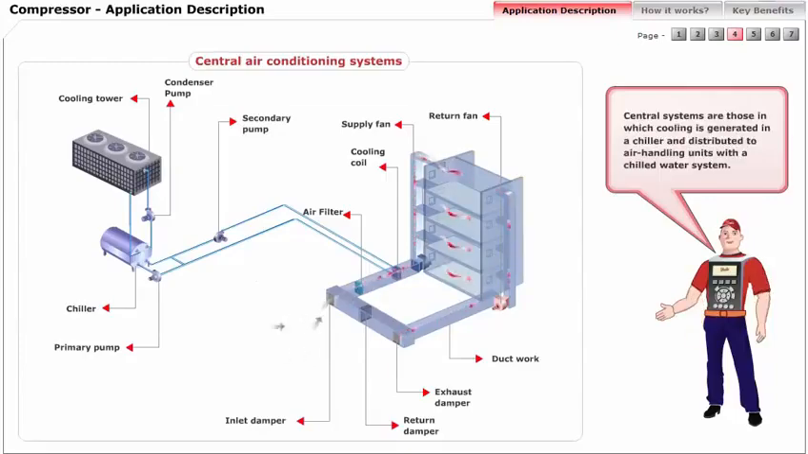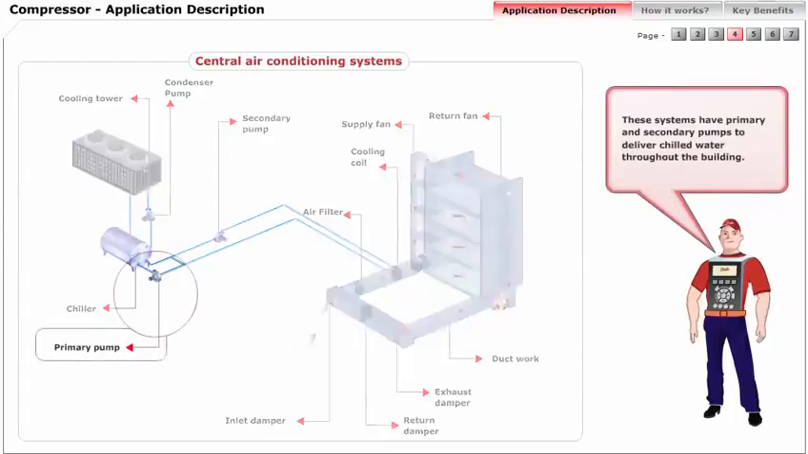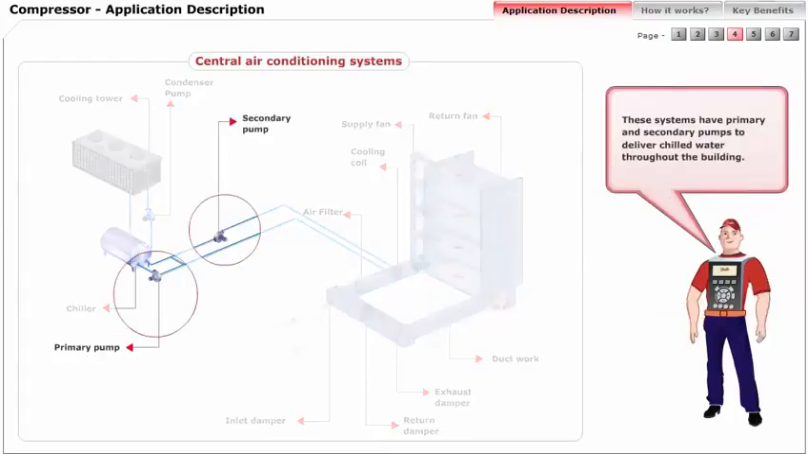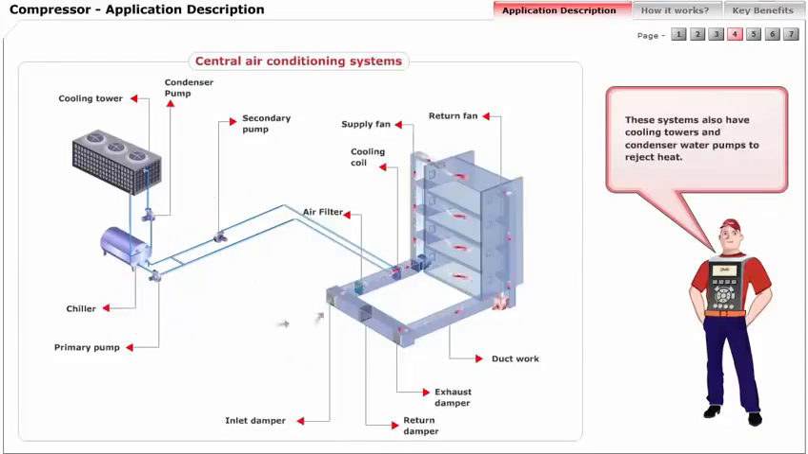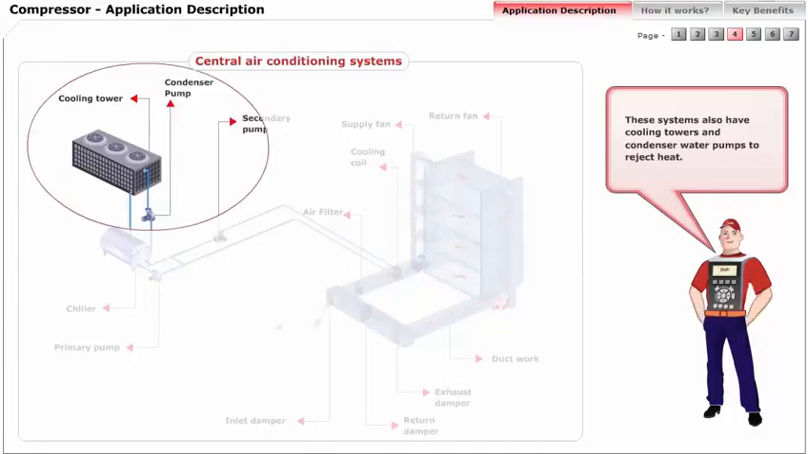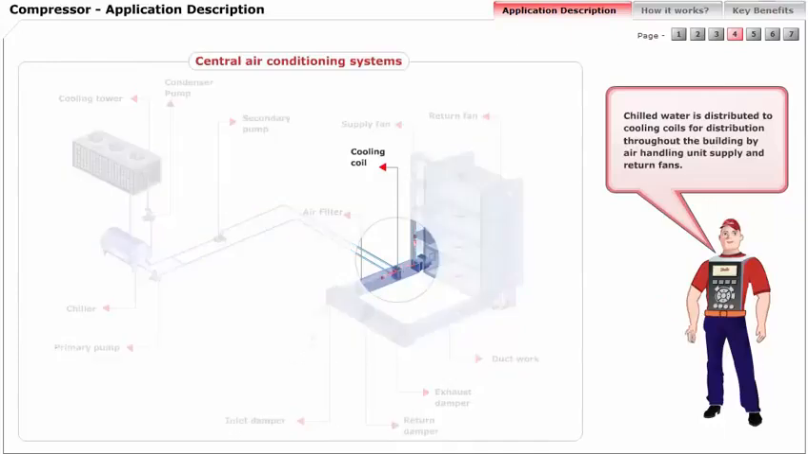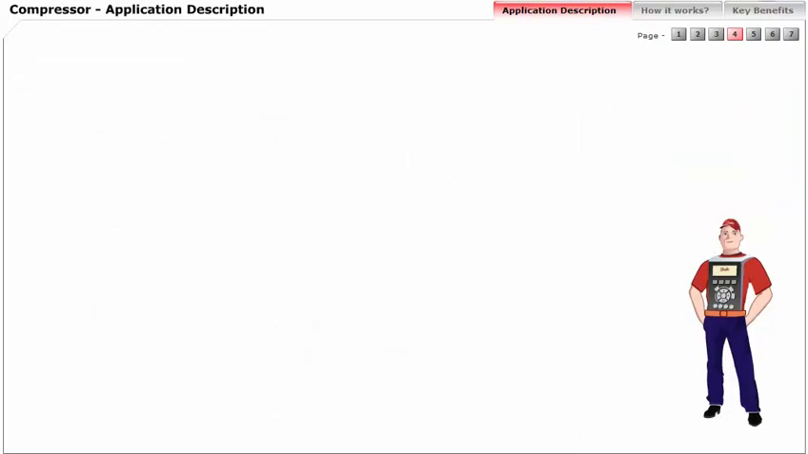Central systems are those in which cooling is generated in a chiller and distributed to air handling units with a chilled water system. These systems have primary and secondary pumps to deliver chilled water throughout the building. These systems also have cooling towers and condenser water pumps to reject heat. Chilled water is distributed to cooling coils for distribution throughout the building by air handling unit supply and return fans.